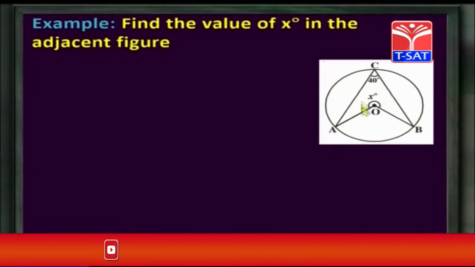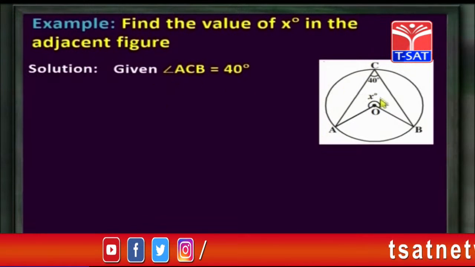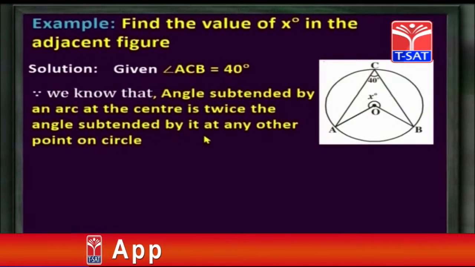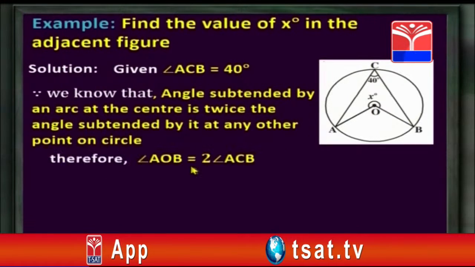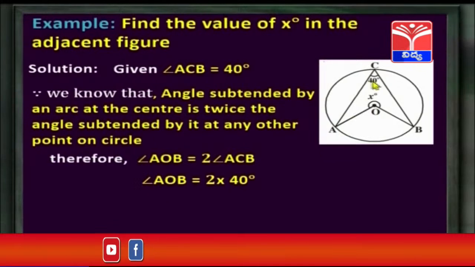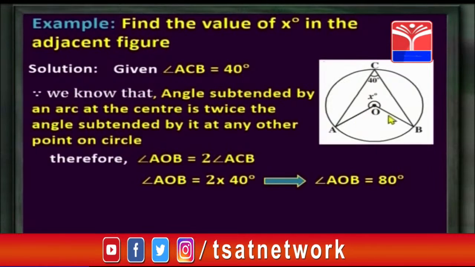Now find out the value of x. Let us see. Given angle ACB is equal to 40 degrees, we know that the angle subtended by an arc at the center is twice the angle subtended by it at any other point on the circle. And right, AOB is twice ACB. AOB is equal to 2 into ACB, which is given as 40 degrees, 2 into 40 is 80 degrees. So AOB is 80.